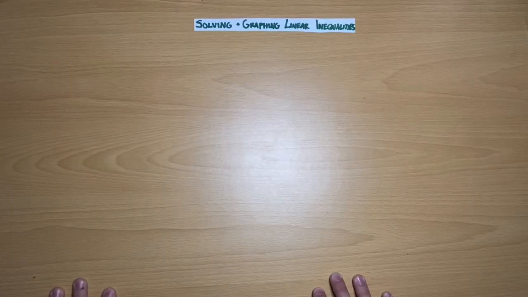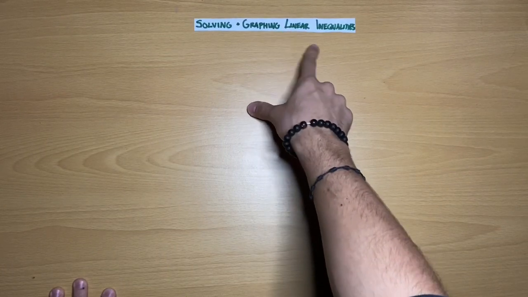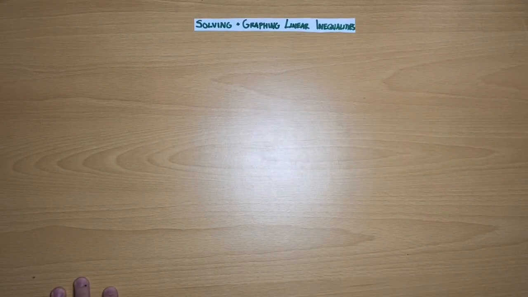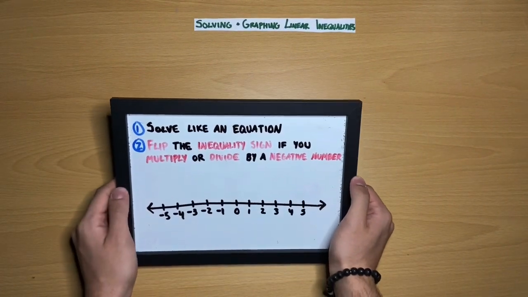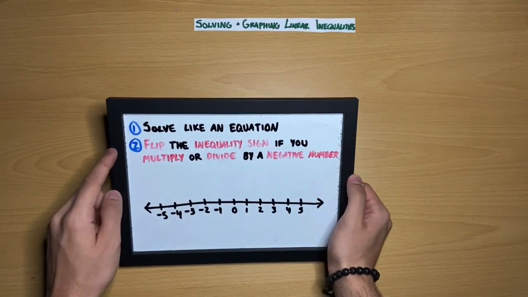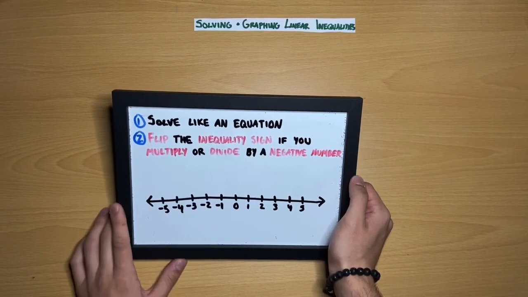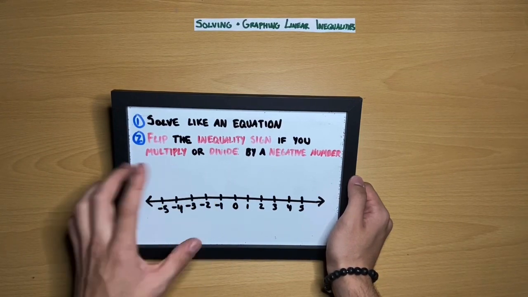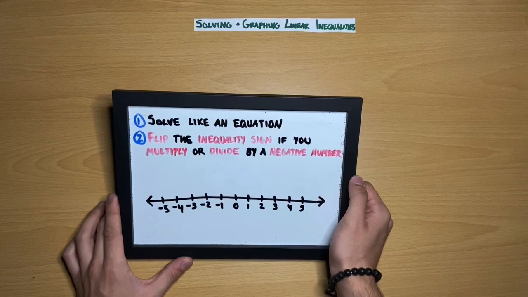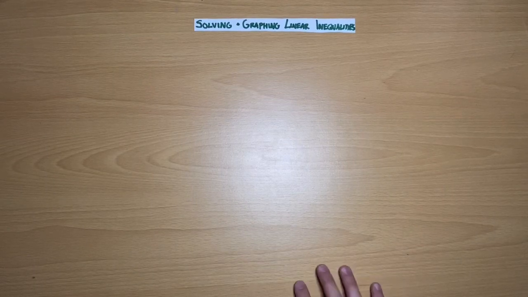So today we will be looking at how to solve and graph linear inequalities. Now the process to solve these inequalities is very simple. You basically solve it like a normal equation. It's your typical equation. The only thing is that you must flip the inequality sign if you multiply or divide by a negative number. Now let me show you what that means and why we do that.